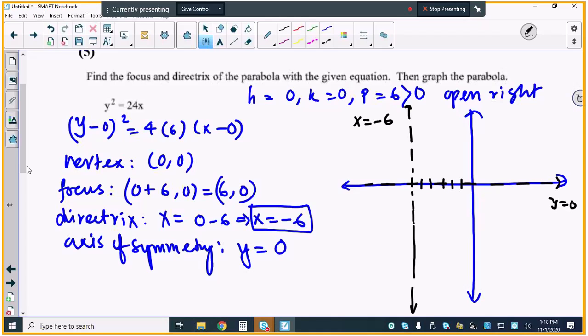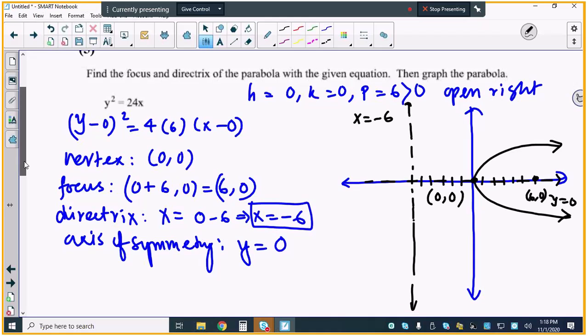Focus of the parabola is at 6, 0. So 1, 2, 3, 4, 5, 6. So at this point, 6, 0 is the focus. And the vertex of the parabola is 0, 0. And it is opening right. So that is the shape of the parabola. And that answers our question.